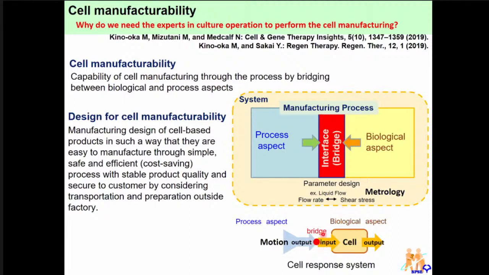If we have easy to convert the units from the output to input, but most of the case, we don't know the unit for the cell input. That is a problem, very difficult to understand the cell response. So looks like the methodology. Methodology means the kind of the determination of the units. So we have to know both of them, biological aspect and process aspect, to prepare the manufacturing process. That is a cell manufacturability.